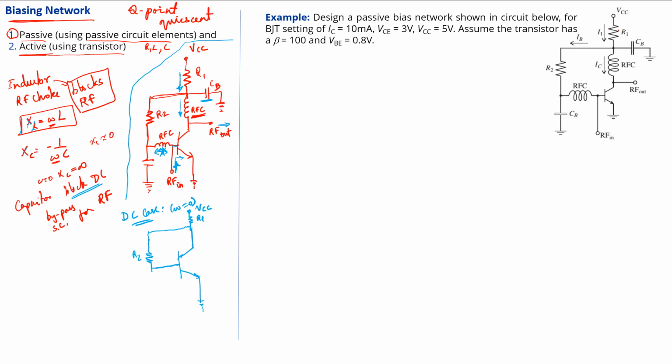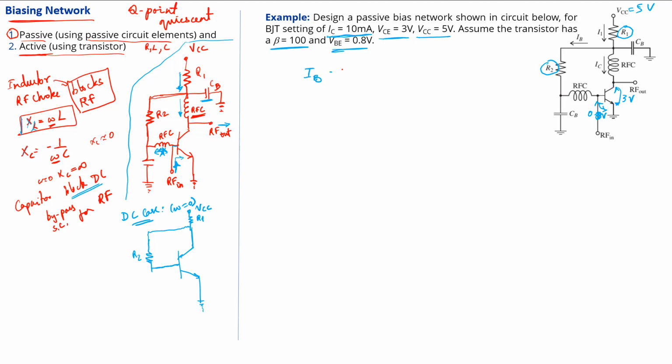In this situation, we want to design a passive bias network, meaning we want to design R1 and R2 such that under the bias conditions, the collector current is a DC of 10 milliamperes. The collector-emitter voltage is 3 volts across the collector and the emitter. VCC is 5 volts. Assume that the transistor has a current gain of 100 and VBE is 0.8 volts, the drop between the base and the emitter.